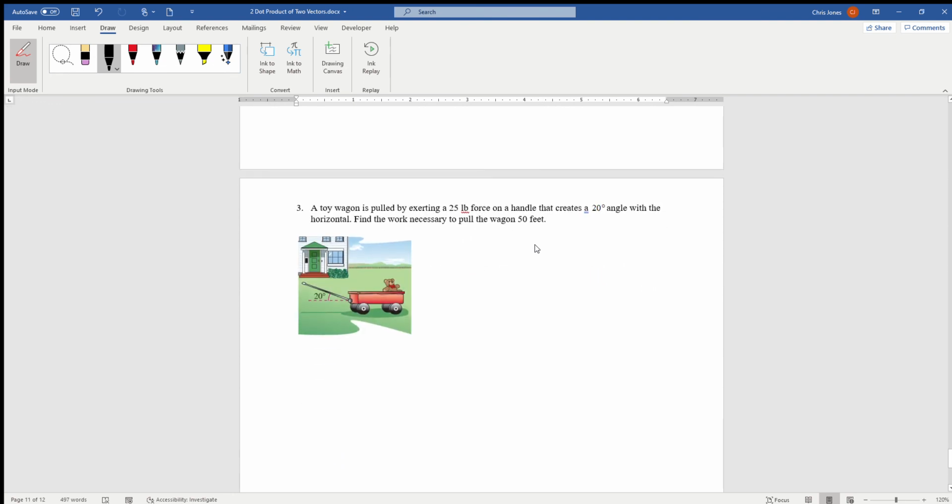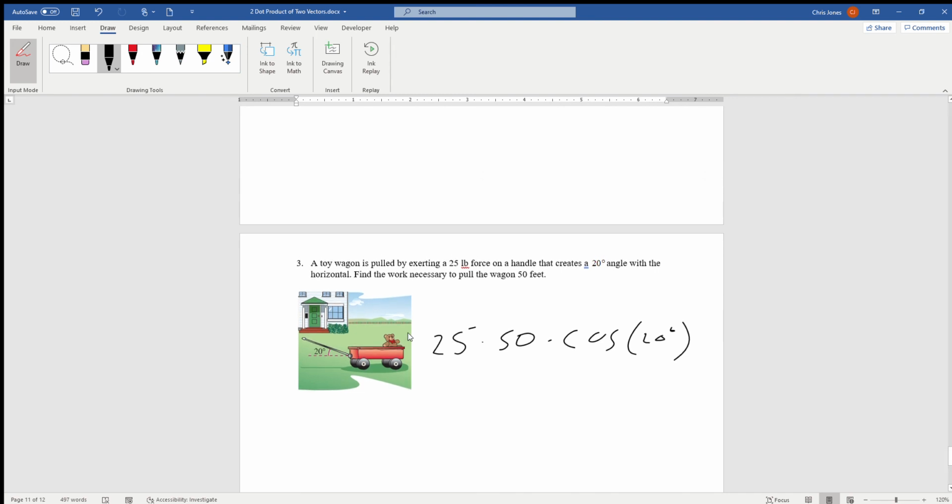A second example. So we have a toy wagon. It's pulled exerting a 25-pound force on a handle that creates a 20-degree angle, and we need to find the work necessary to pull the wagon 50 feet. So once again, we are going to use a trigonometric function to project this. In this case, we just want to make sure that this is being pulled in the x direction. So we're going to take 25, which is the force, times 50, which is the distance, and then since this time we want to pull it in the x direction, a horizontal direction, we're going to say cosine of 20 degrees.